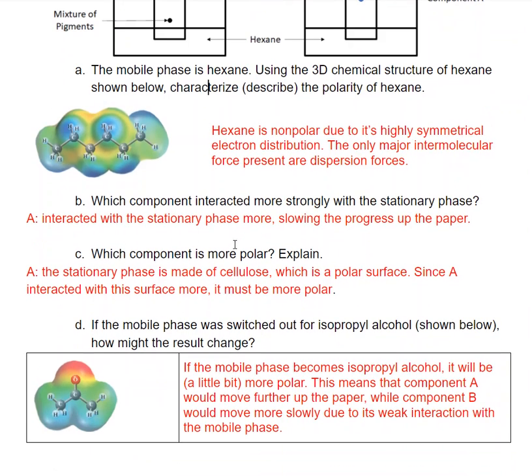What if we switched out the hexane for isopropyl alcohol? So isopropyl alcohol is a little bit more polar. So if we add that as our mobile phase, then our mobile phase is polar. So now it might be that component A moves further up the paper, whereas component B would move more slowly due to its weak interaction with the mobile phase.